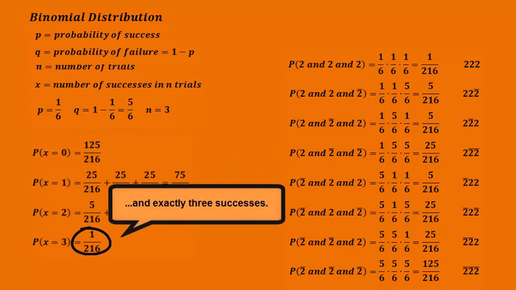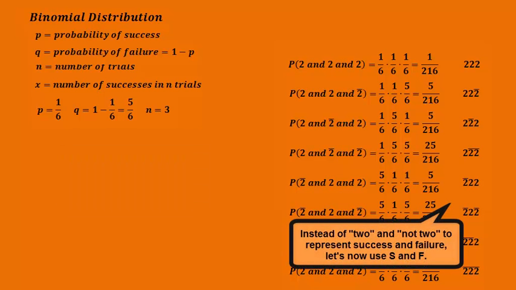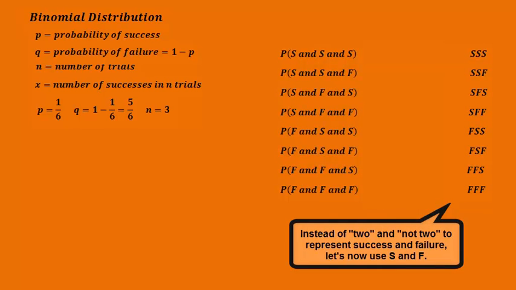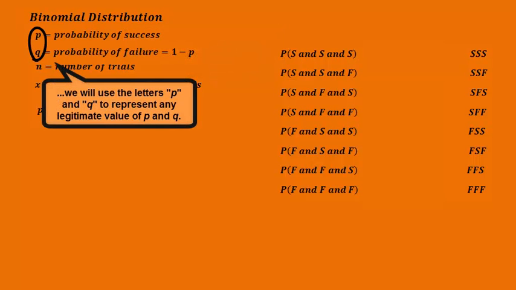3 successes. To get an equation for a general case, let's look more closely at how we calculated the probabilities. Instead of 2 and not 2 to represent success and failure, let's now use S and F. Next, instead of using the values of P and Q, we will use the letters P and Q to represent any legitimate value of P and Q.